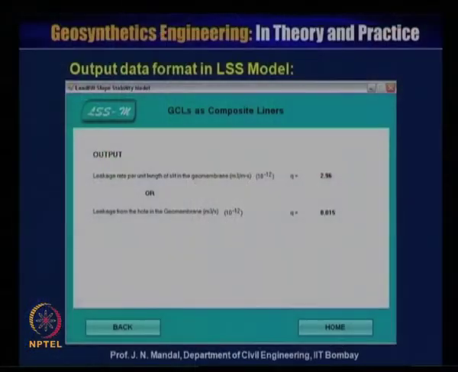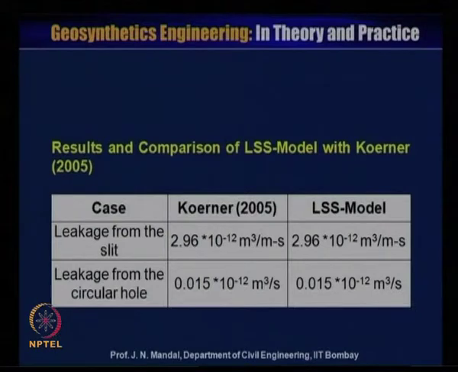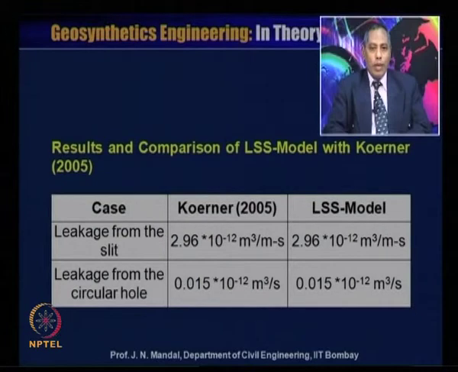So, here in this problem we observe what should be the leakage per unit length of slit in the geomembrane, or the leakage flow if it is a slit or if there is a hole. Now, this result is compared with the LSS model and the Cohen 2005 model. For leakage from the slit, Cohen 2005 gives 2.96 × 10^-12 m³ per meter per second, and from the landfill slope stability model this value is 2.96 × 10^-12 m³ per second.